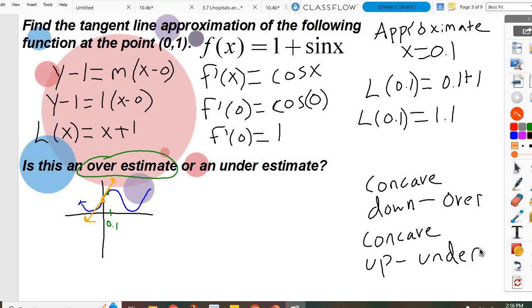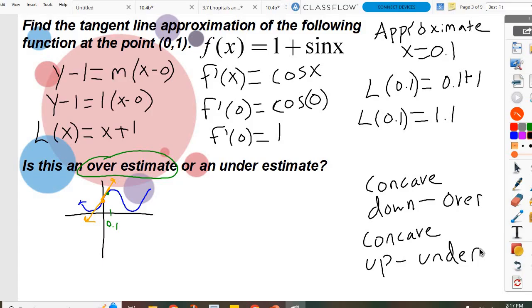So technically, they don't even have to give us the graph. What could they give us instead? They don't even technically have to give us the function. What information tells us the concavity of our original function? Second derivative. So as long as we have the sign, if it's positive or negative, of our second derivative, then we can decide if it's going to be an under or an over estimate. Yes, no, maybe. Okay with that. What questions do we have there?